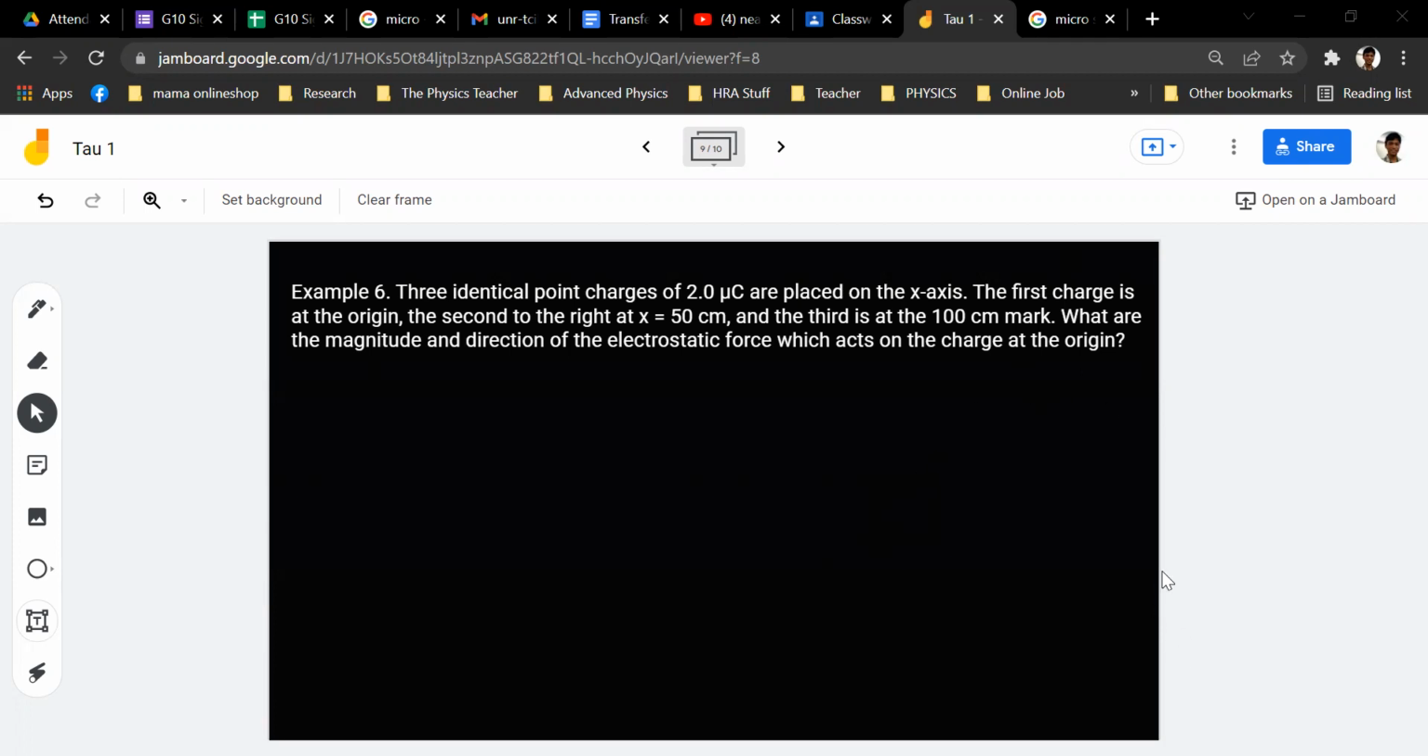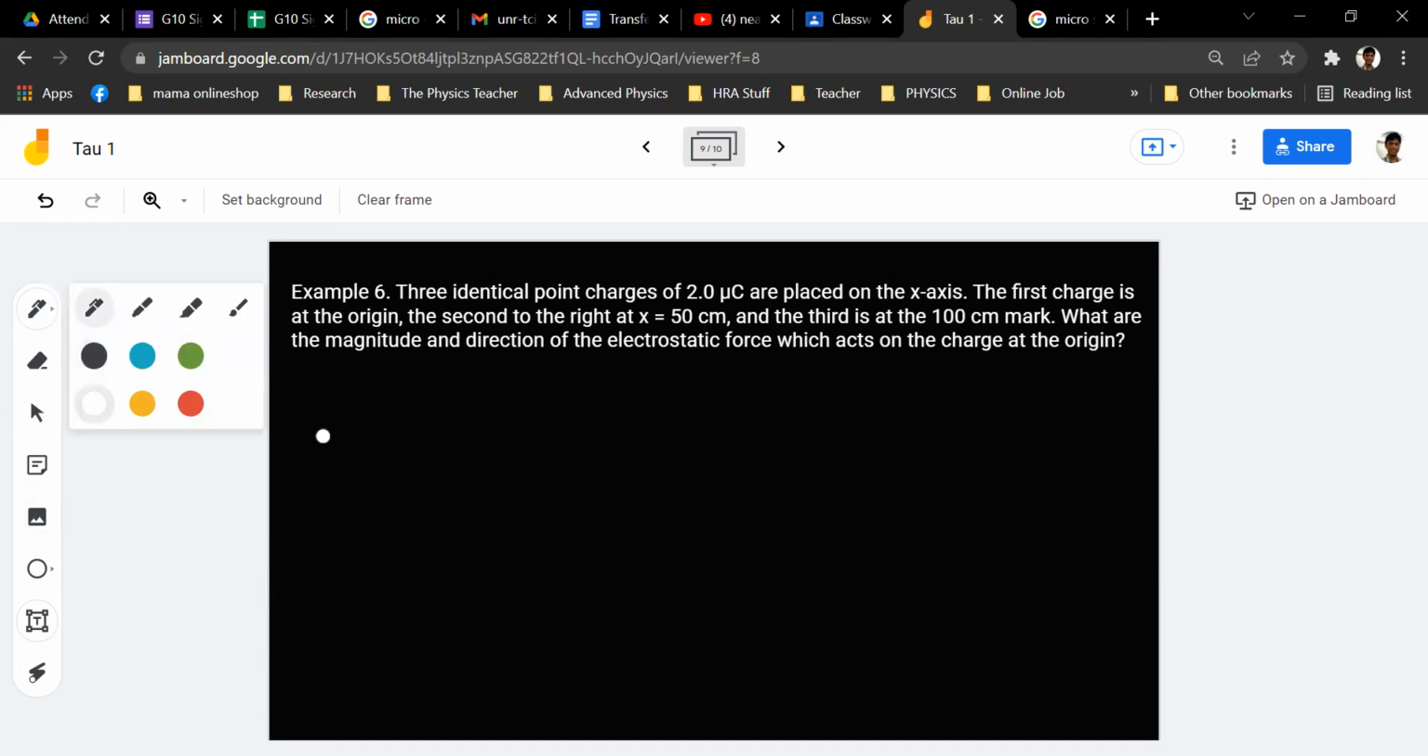First charge is at the origin. Second charge is to the right at x equals 50 cm. The third is at the 100 cm mark. What are the magnitude and direction of the electrostatic force which acts on the charge at the origin?